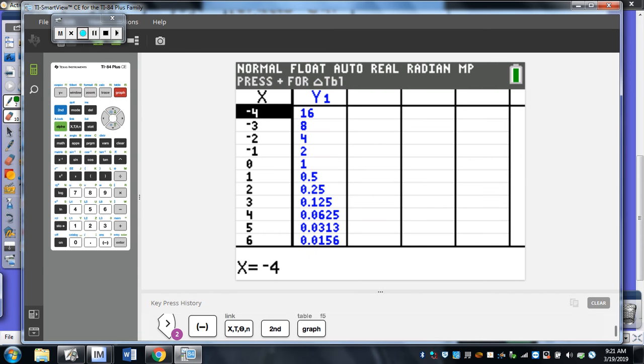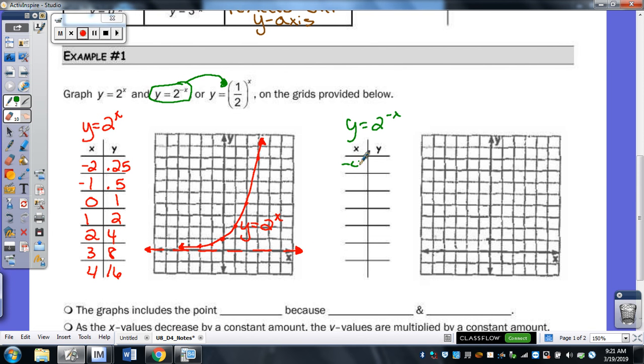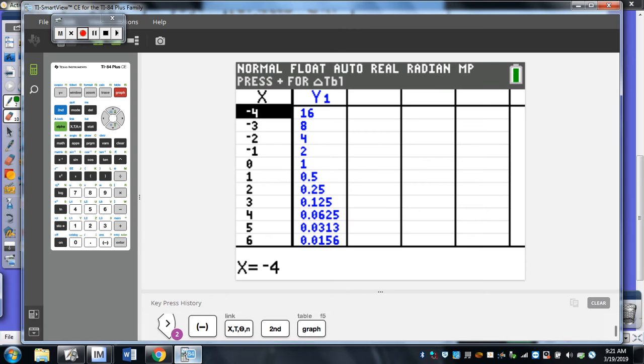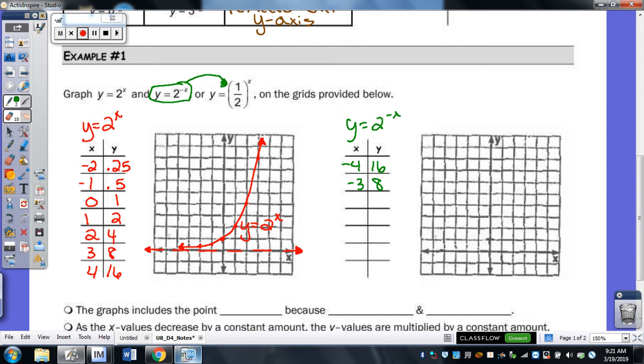So if I look at my table, pretty much my table has kind of flipped right now. So I'm going to start with negative 4, 16, negative 3, 8, negative 2, 4, negative 1, 2, zero, 1, 1.5, 2.25.